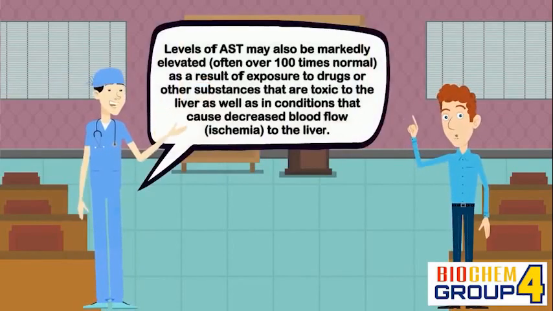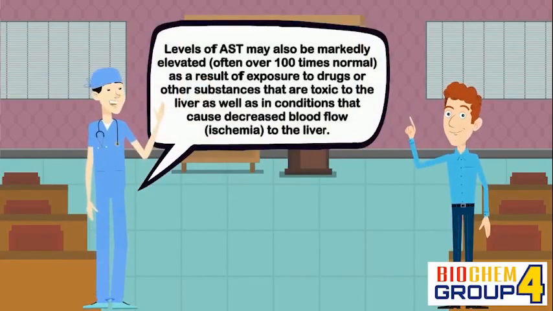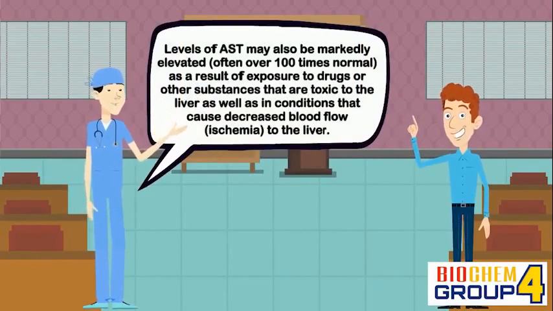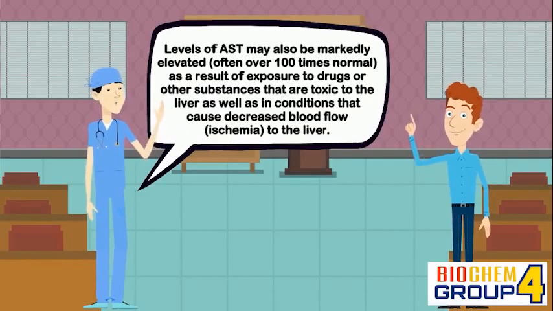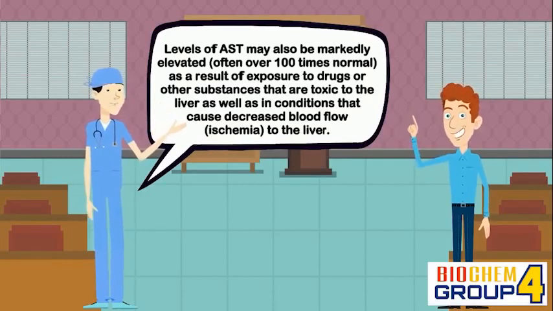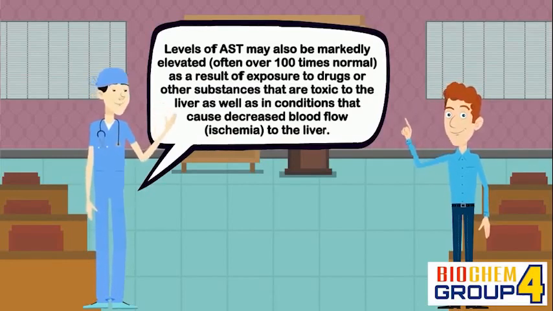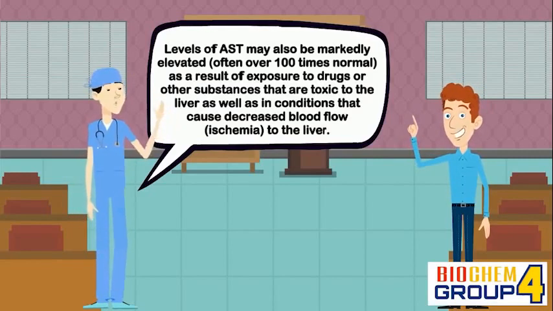Levels of AST may also be markedly elevated, often over 100 times normal, as a result of exposure to drugs or other substances that are toxic to the liver, as well as in conditions that cause decreased blood flow (ischemia) to the liver.